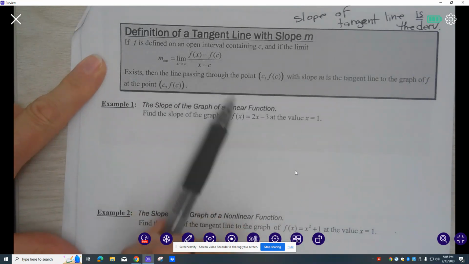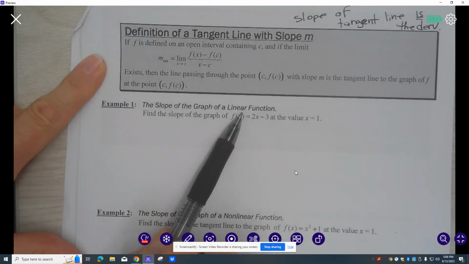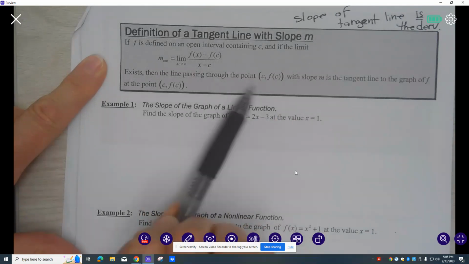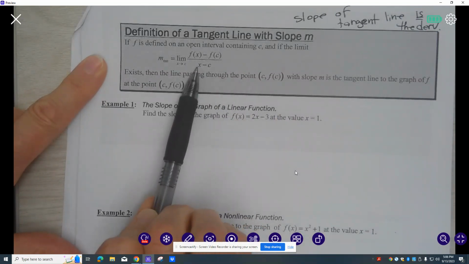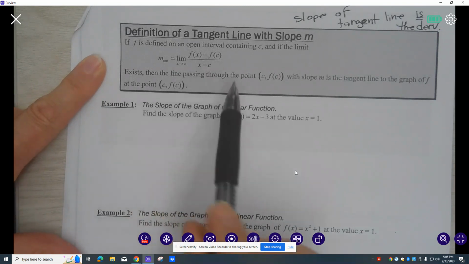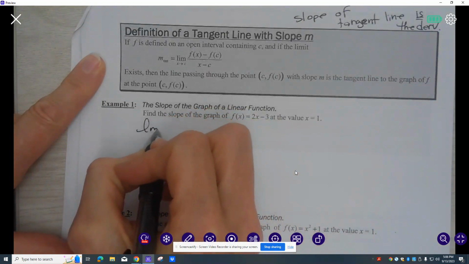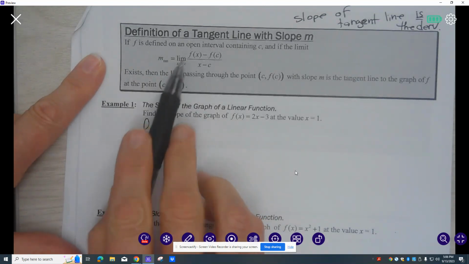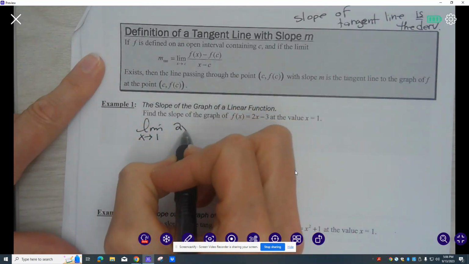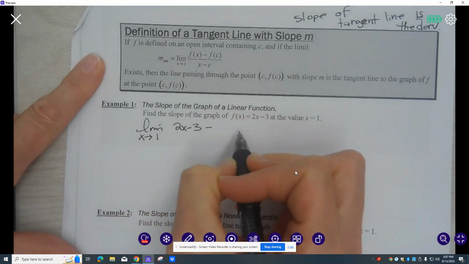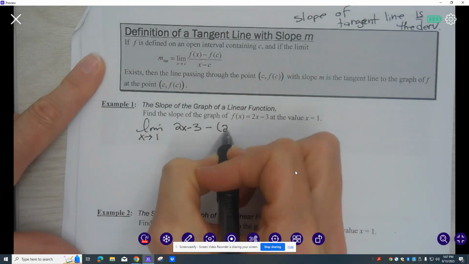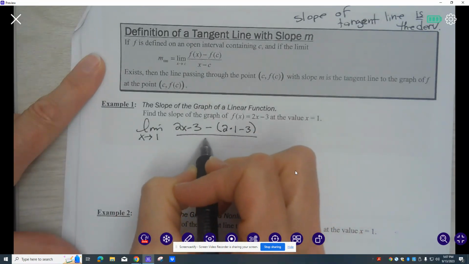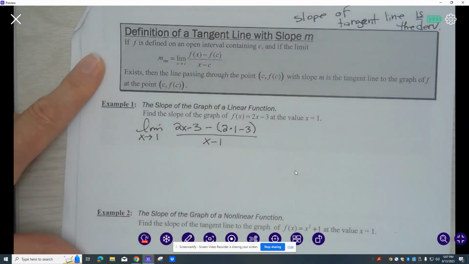So I'm going to do f of x, which would be 2x minus 3, minus f of 1. I'm going to plug 1 into my function, all over x minus 1. So it's going to look like this. The limit as x approaches 1, limit as x approaches c, of f of x, which is 2x minus 3, minus f of 1, which would be 2 times 1 minus 3, all over x minus 1.